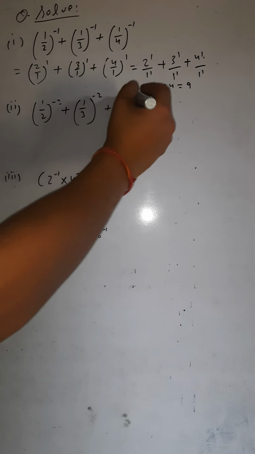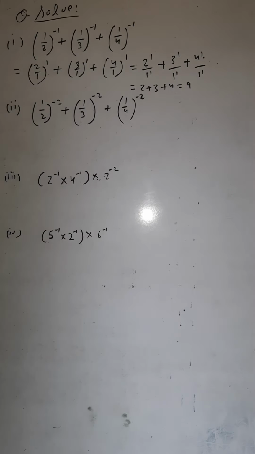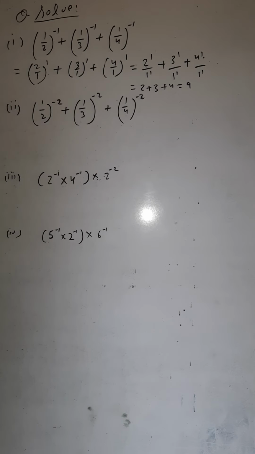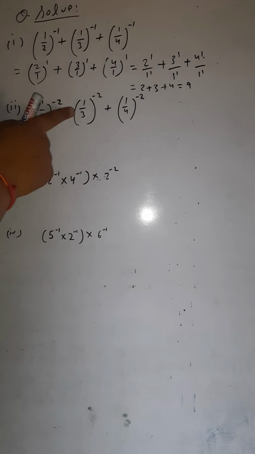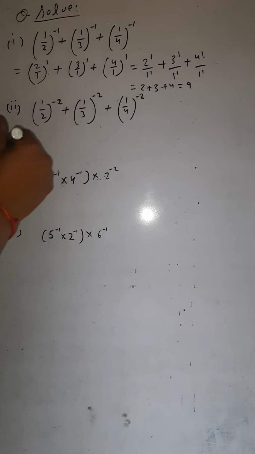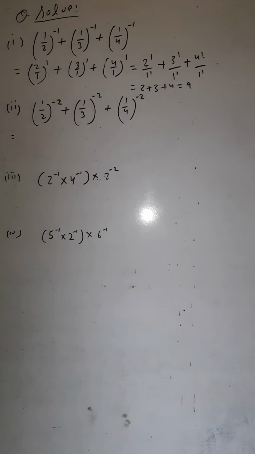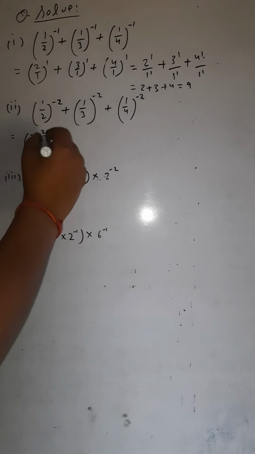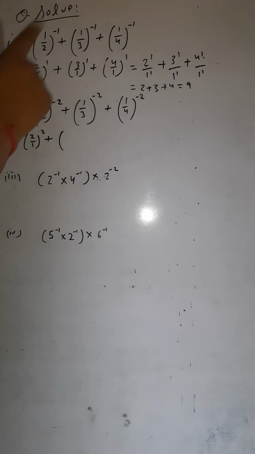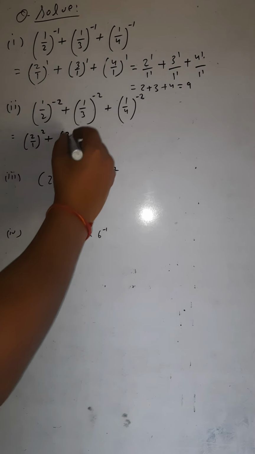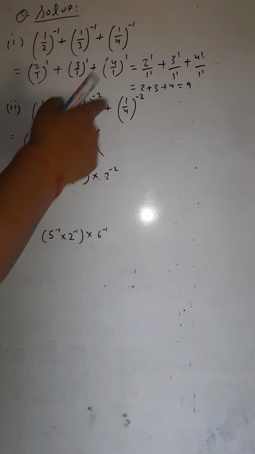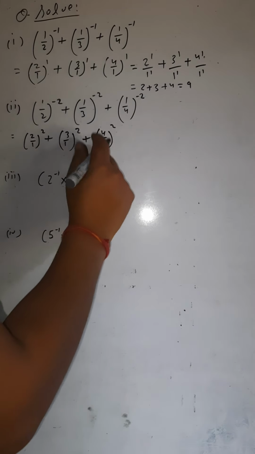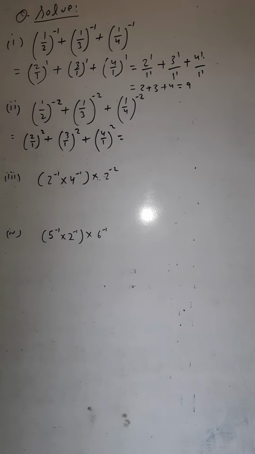Now we will solve the next question. The next question is (1/2)^-2 + (1/3)^-2 + (1/4)^-2. Again you can make the power positive here. 1 by 2 can be written as 2 by 1, and the power becomes positive. Similarly, 1 by 3 can be written as 3 by 1, and 1 by 4 can be written as 4 by 1, and the power again becomes positive. Okay, now just solve this.